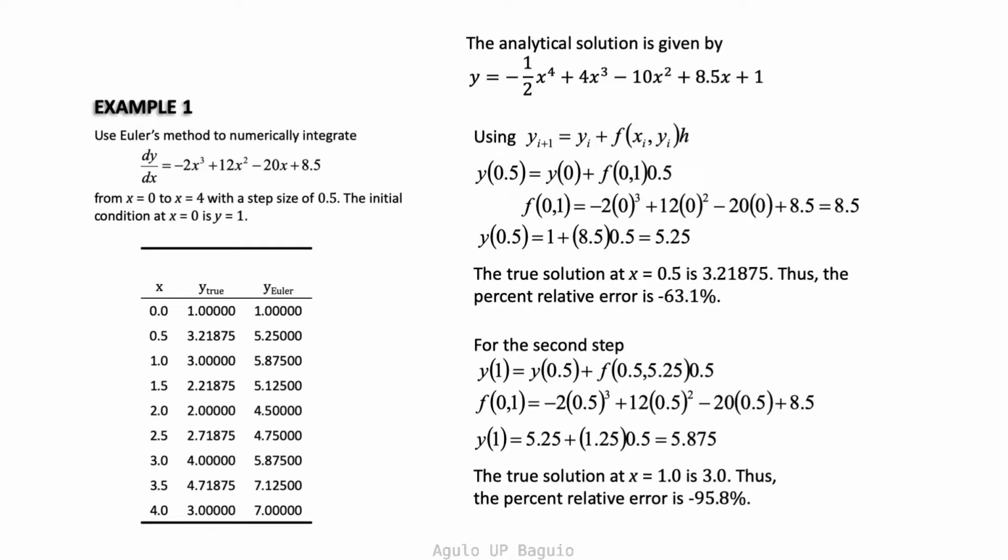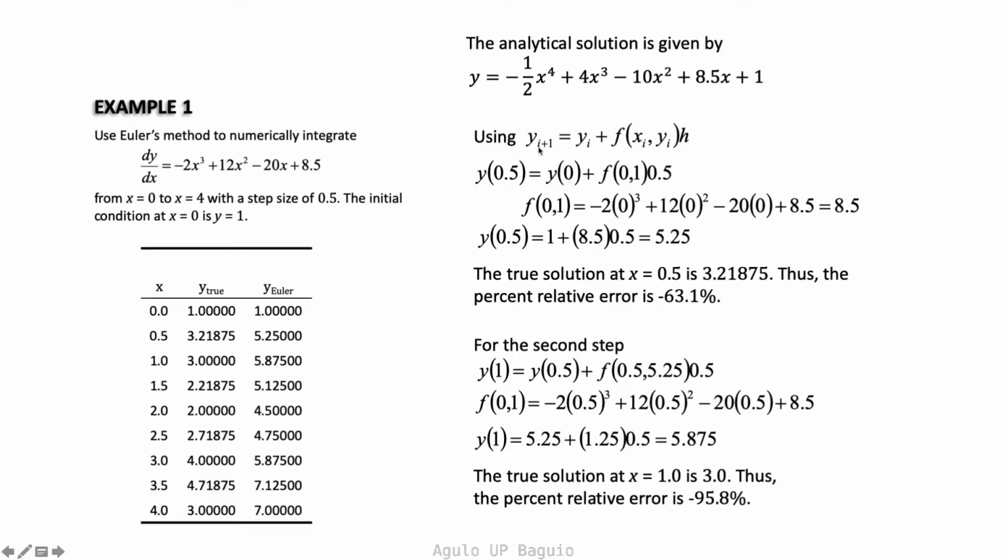We now use Euler's method to find the solution to the differential equation. Here's how we do it. The first step is to assume f is equal to dy over dx, which is essentially the slope of the function y at the position x. Now x is evaluated from 0 to 4 with a step size of 0.5. The initial condition at x equals 0 is y equals 1.